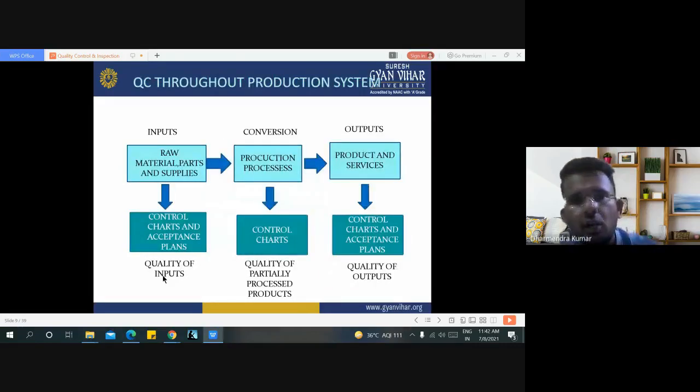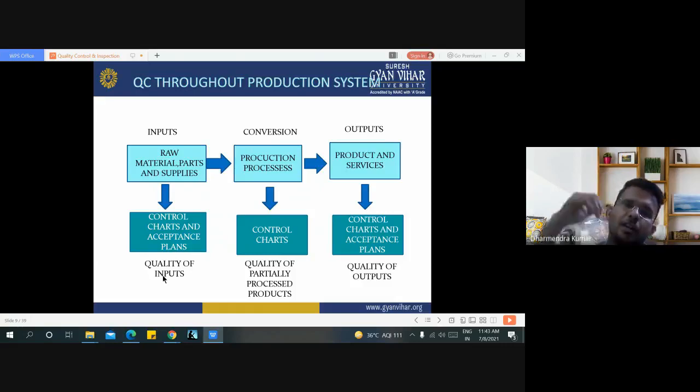This is the quality control throughout the production system, like inputs. We check the quality when material comes from any vendor or supplier, like quality of raw material, quality of parts, and quality of supplier. Then the raw material goes to the production process for conversion of raw material into our desired shape or our desired design. Here is the output of the production process, meaning our desired shape and design we get as the output.